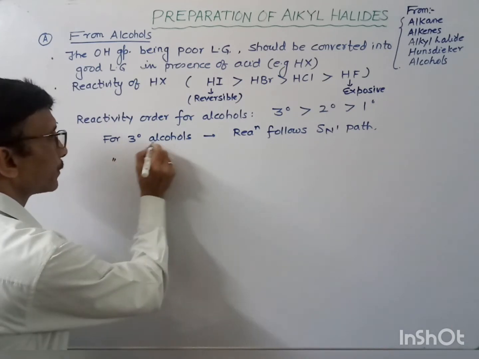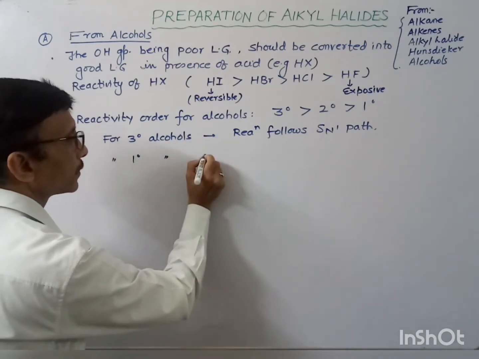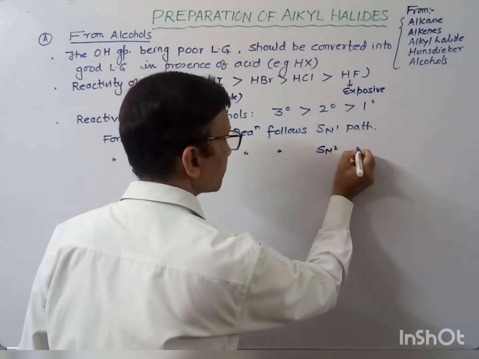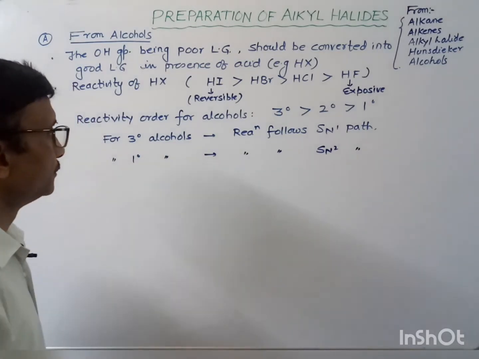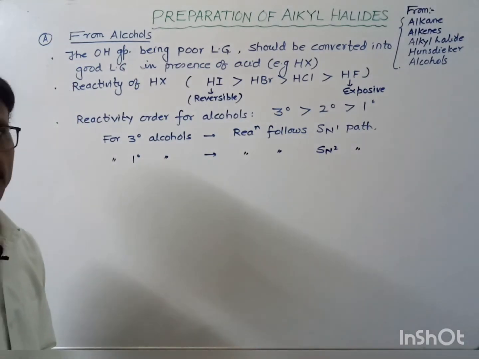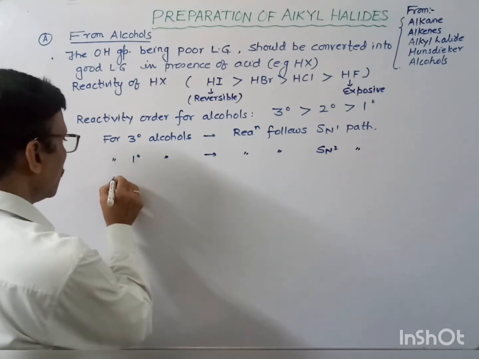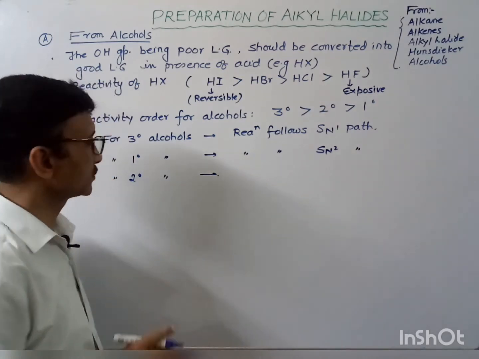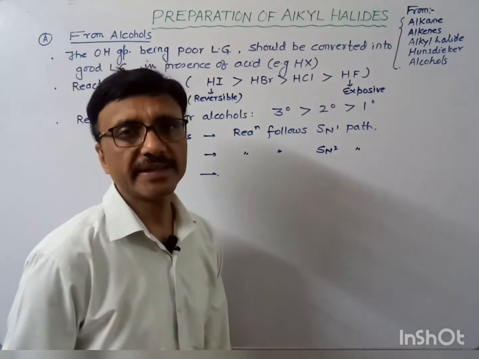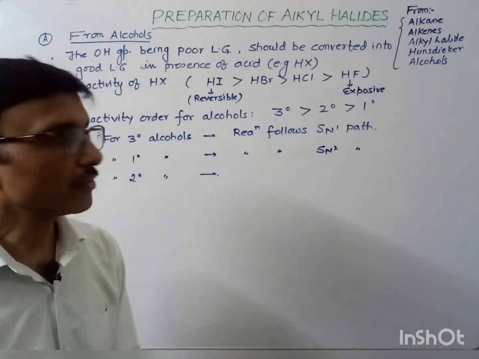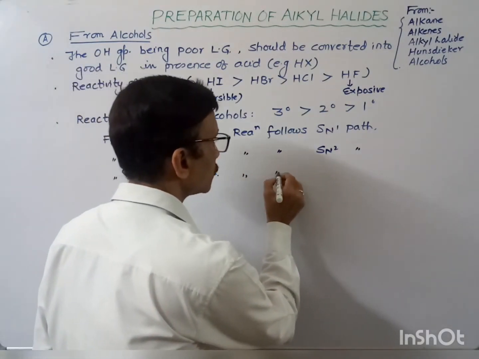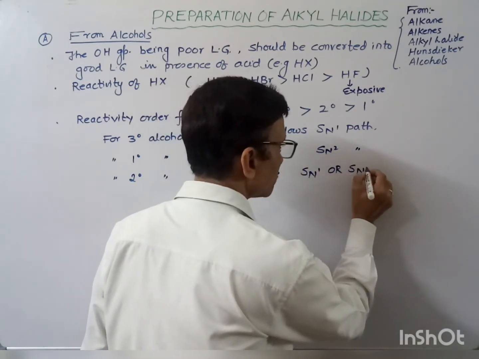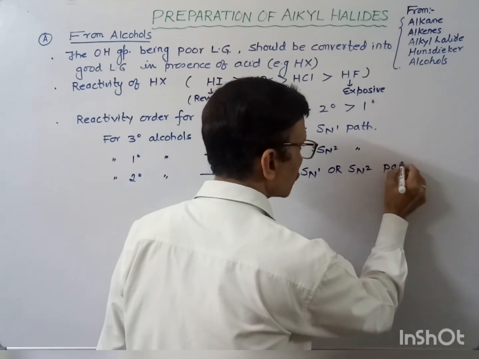For primary alcohol, the reaction follows the SN2 pathway, where the inversion product is formed. For secondary alcohols, the reaction may take place by either the SN1 or SN2 pathway.